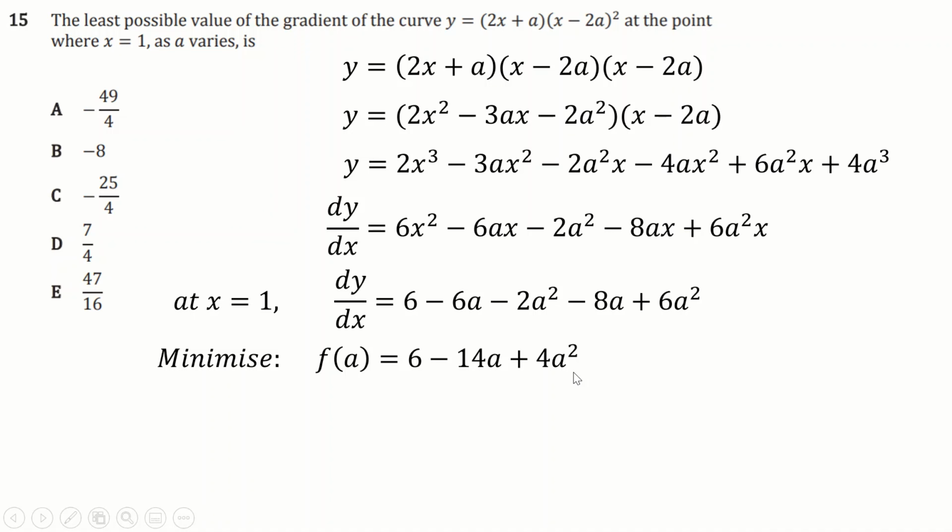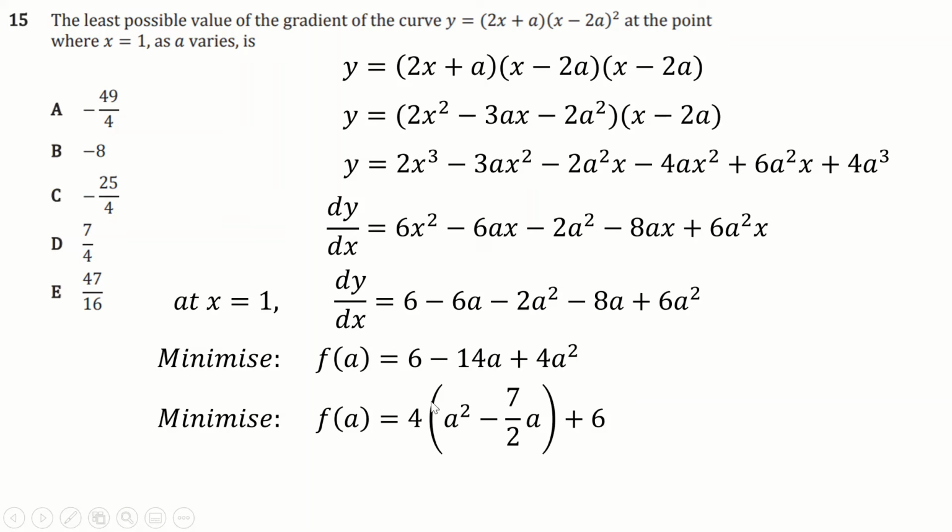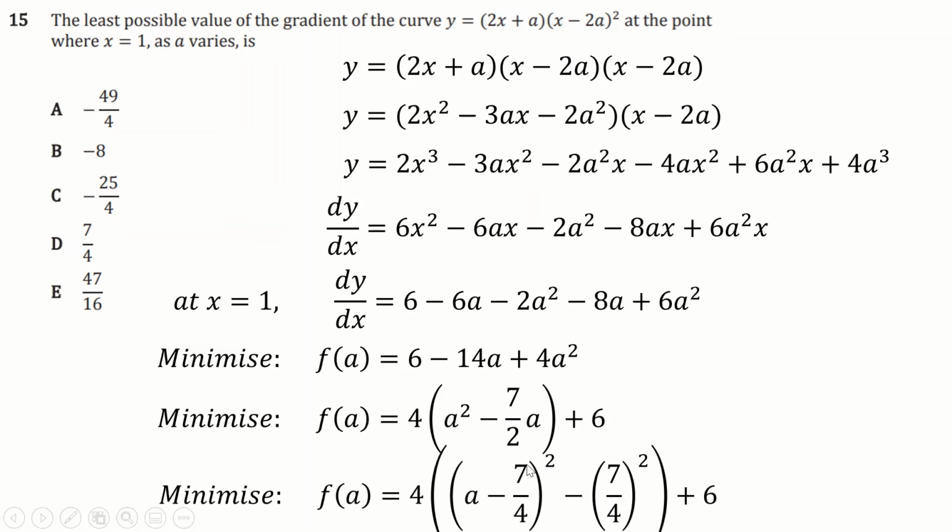Now I could differentiate this again, but I notice it's quadratic and I know how to find the minimum points of a quadratic, so I can complete the square. I'm going to rewrite it like this. I'm just going to take a 4 out of just the a's and leave the constant alone, so that I don't have to deal with as many fractions. But I can complete the square on this inside bit: halve this number, put it in a bracket, so half of 7 over 2 is 7 over 4, square it, take away the square of this thing here, and now I can sort this out.